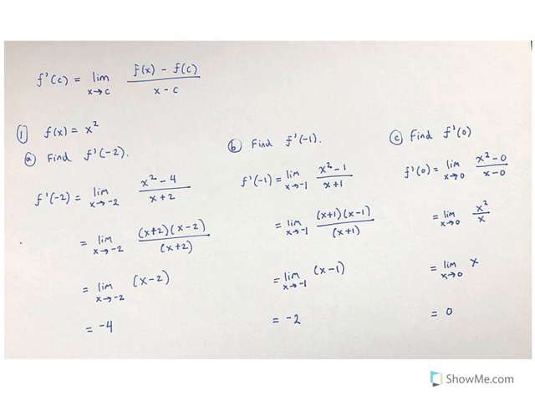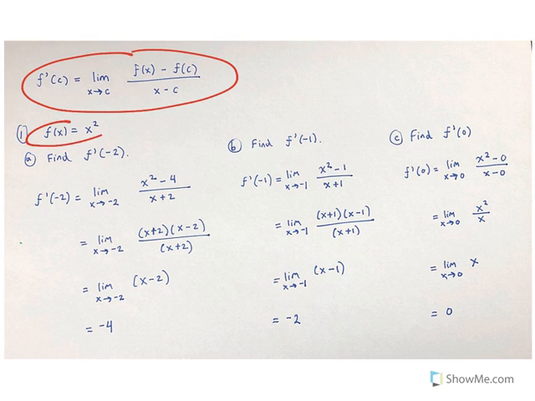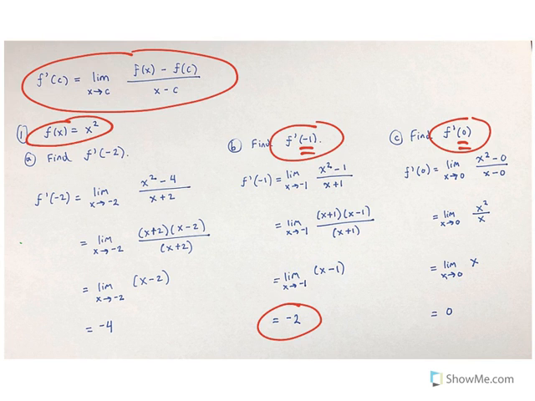In the same way, you're able to use this definition of the derivative of a function f at a point to calculate the derivative of the function f at x is equal to -1 and at x is equal to 0. F prime of -1 is -2. F prime of 0 is 0, and you can check my work. And we will also take a look at the derivative of f at x is equal to 1 and 2.